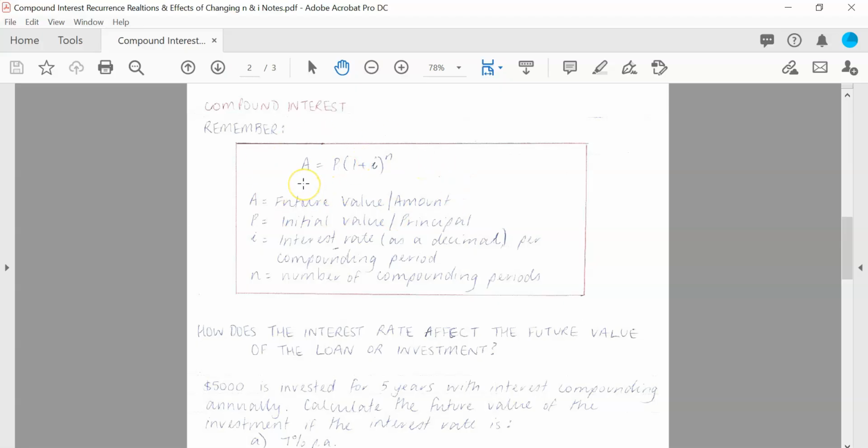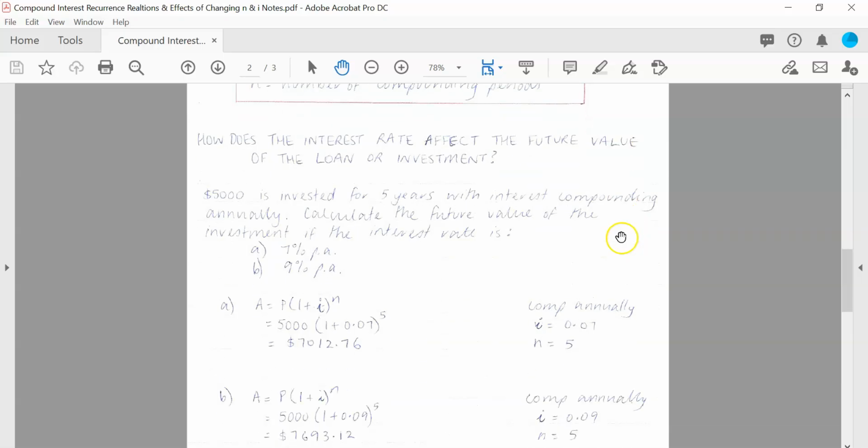So we know that A is the future value or the future amount of our investment or loan, P is the initial value or the principal, I is the interest rate as a decimal per compounding period, and N up here is the number of compounding periods. So how then does the interest rate affect the future value of the loan or the investment?